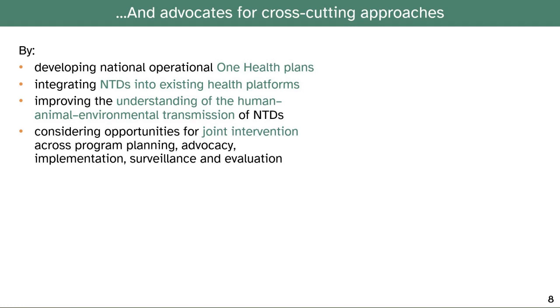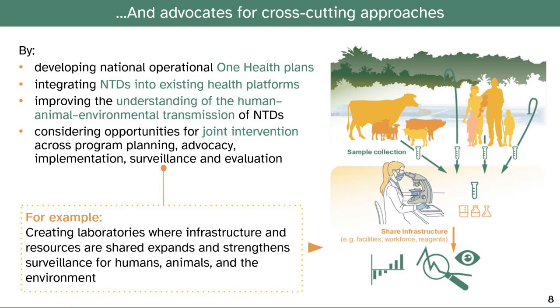For this reason, the roadmap advocates for cross-cutting approaches that can provide larger benefits, broader than human health itself. This can be done by developing national operational One Health plans or by integrating NTDs into existing health platforms. Or we can do it by improving our understanding of the human-animal environmental transmission of NTDs, or by considering opportunities for joint intervention across program planning, advocacy, implementation, surveillance, and evaluation. Let's see a practical example here.